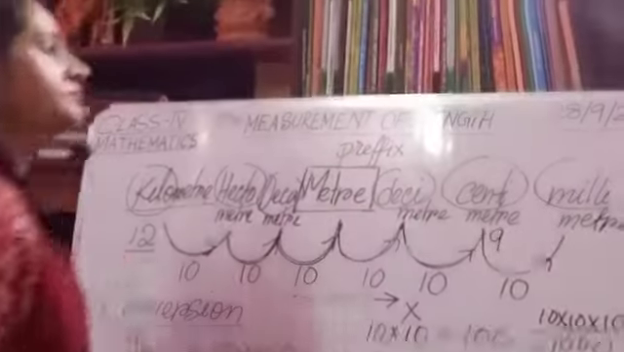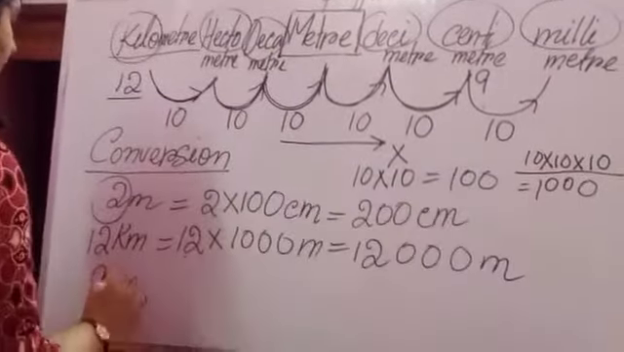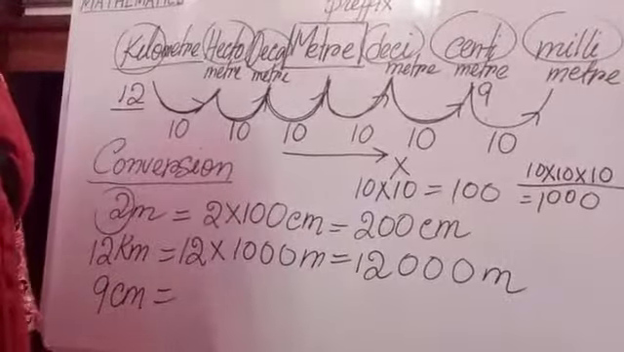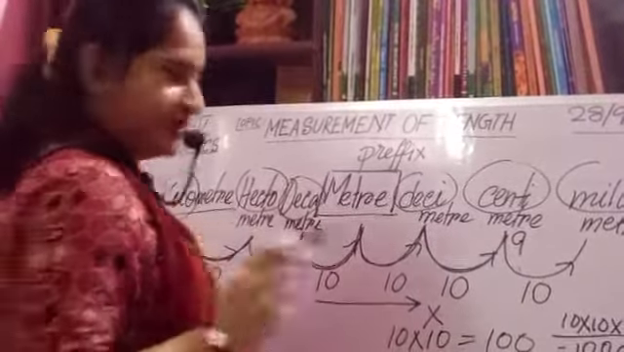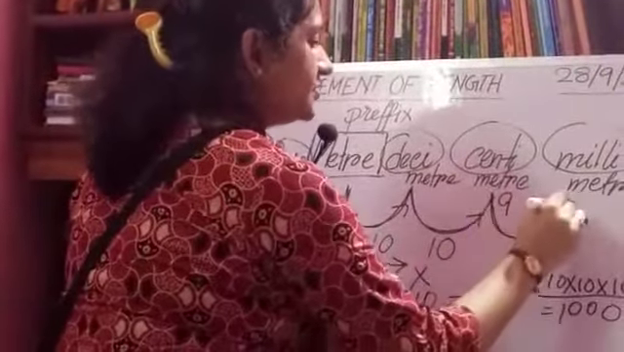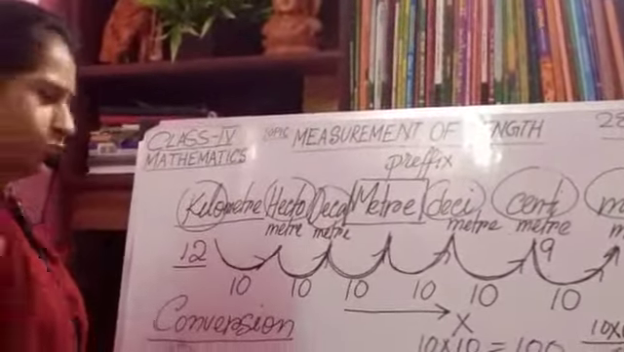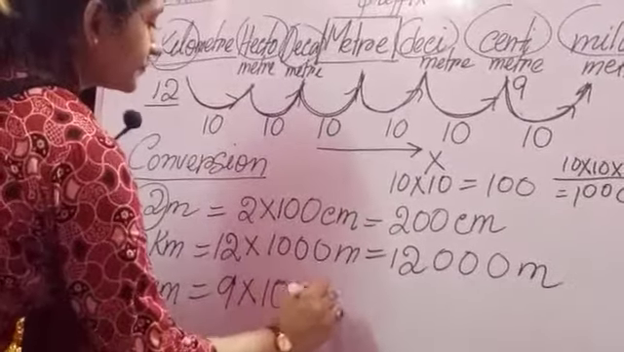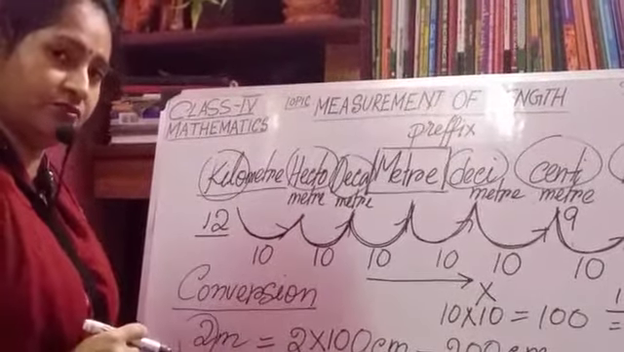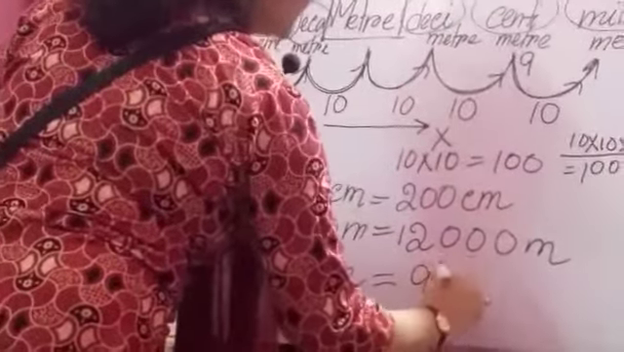Right, children? Now, suppose I want to convert centimeter to millimeter. 9 centimeter. Right? I want to convert it into millimeter. So, I have to multiply by 10, but I have to count the number of gaps. Centimeter to millimeter, only 1 gap. So, I'll have to multiply it by 10. You must mention the units carefully and properly, children. Repeatedly, I'm telling you. So, this is 90 millimeter.